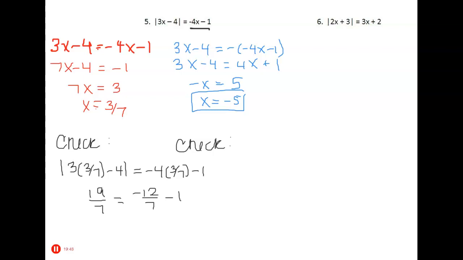You have negative 12/7 minus 1. Even if the numbers are the same, you get negative 19/7. Is a positive 19/7 the same as a negative 19/7? Is a positive the same as a negative? No. So that means that x equals 3/7 fails. It is an extraneous solution.